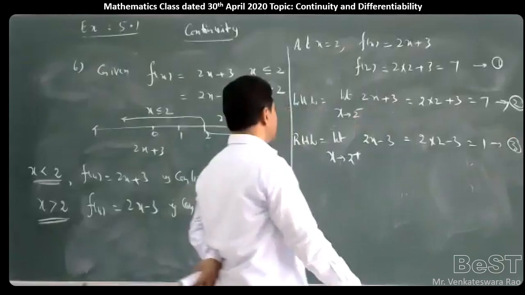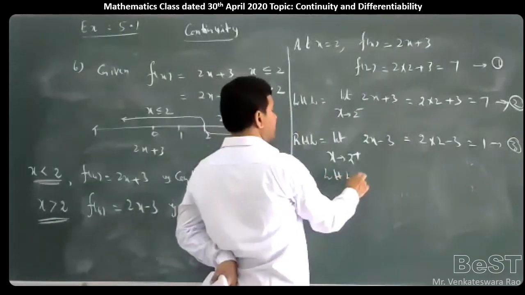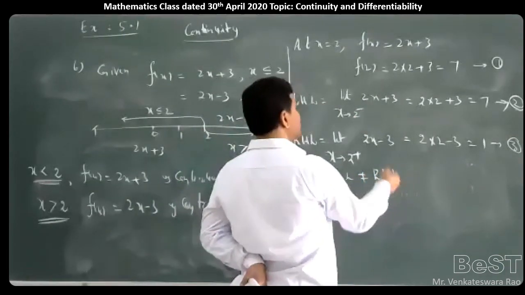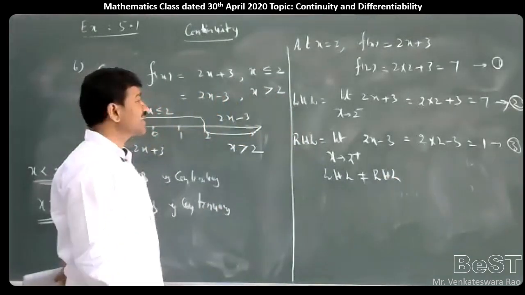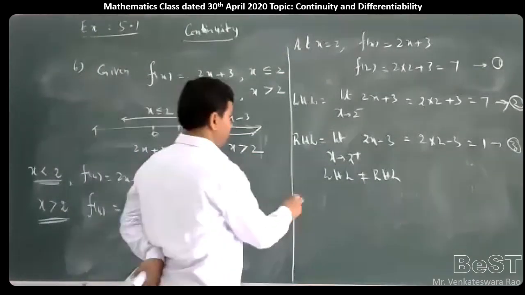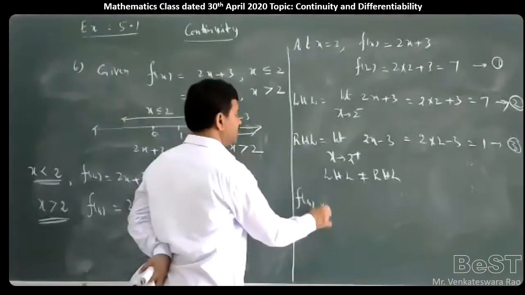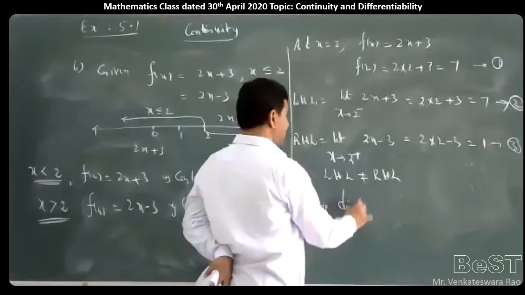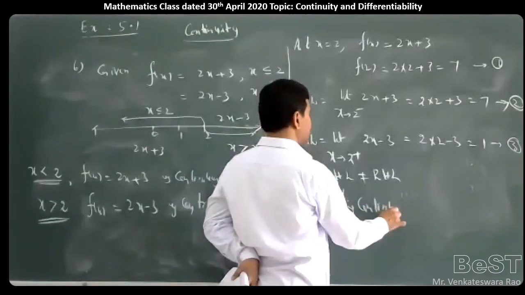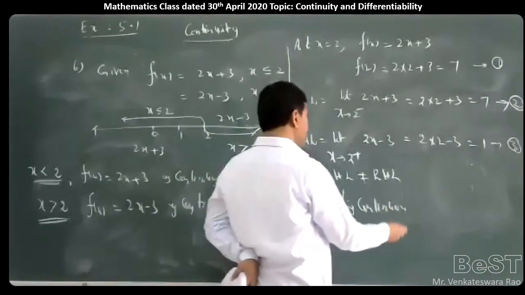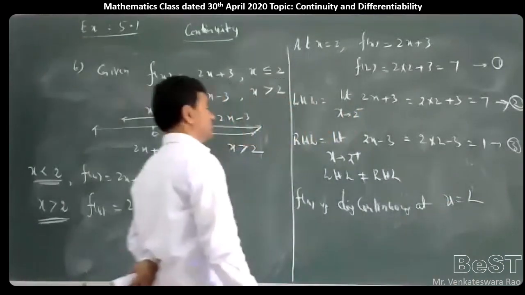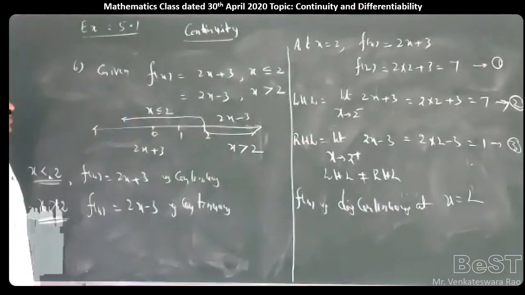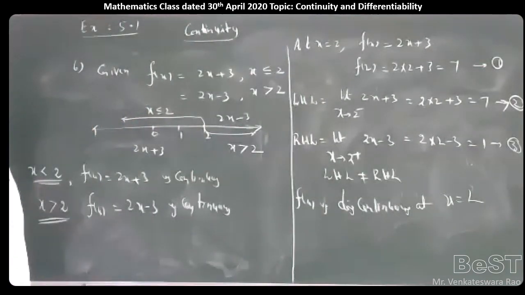LHL value is not equal to RHL. That means the limit does not exist. That means f of x is discontinuous at x is equal to 2. That's all. That is the point of discontinuity.